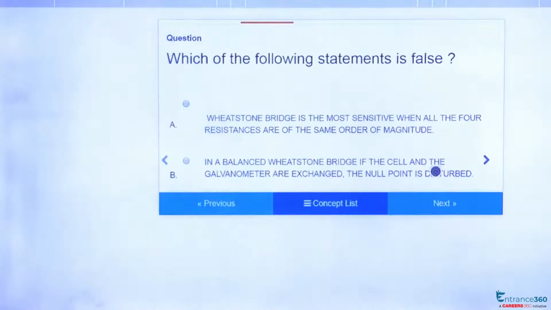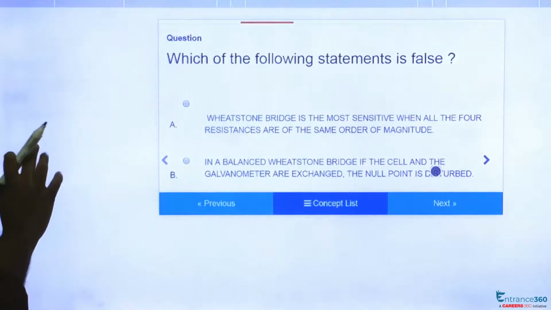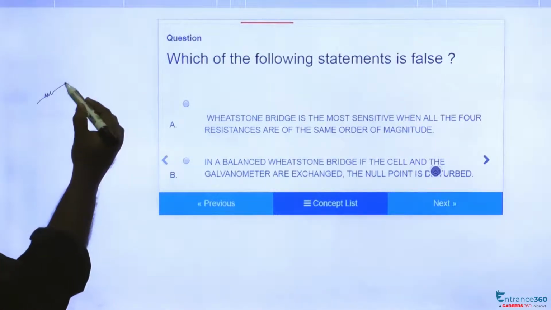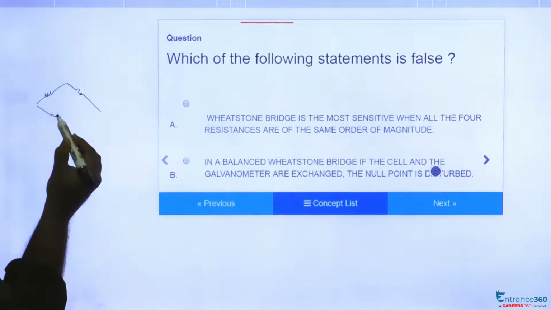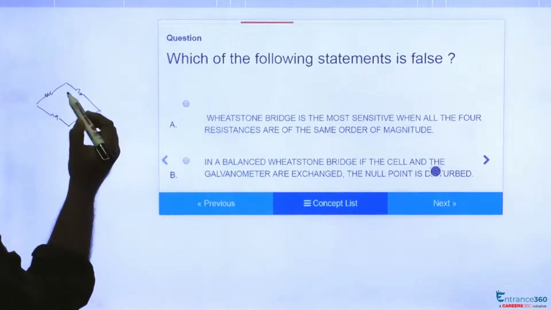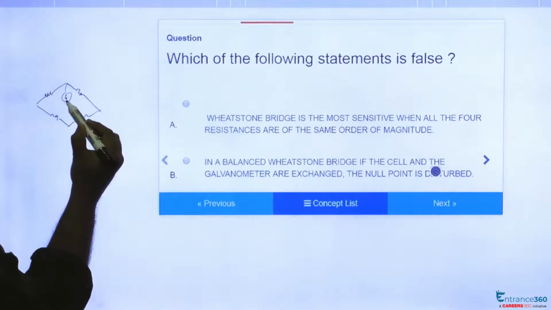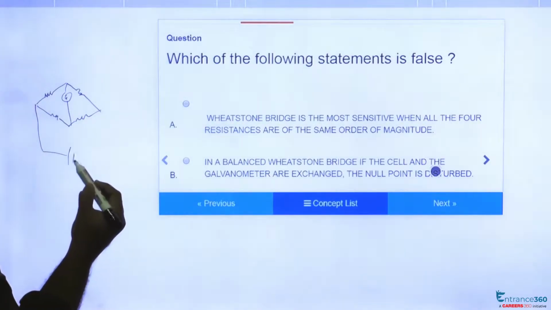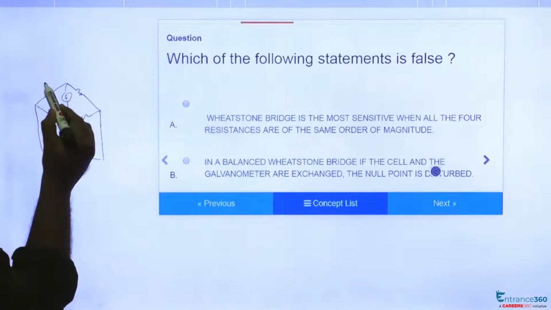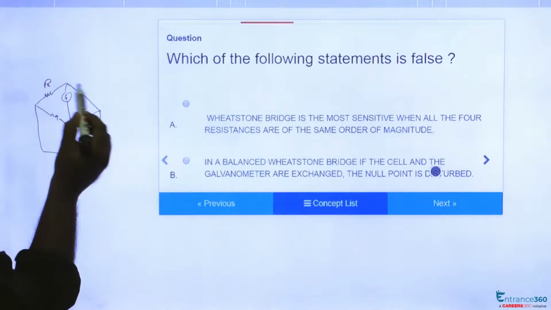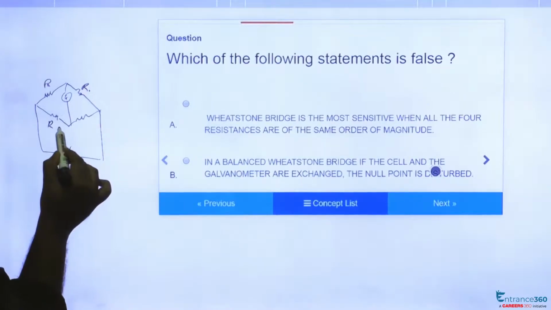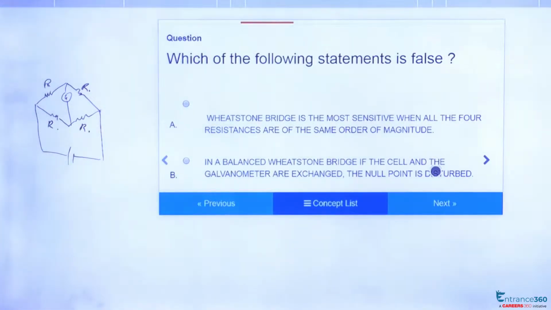We have four statements. The first statement is that Wheatstone's bridge is most sensitive when all the four resistors are of the same order of magnitude. So this is the balance condition of a Wheatstone's bridge. For Wheatstone's bridge to be more sensitive, it should be in balanced condition. So if all the resistances are of the same order or in the same ratio, it will be balanced and it is more sensitive.